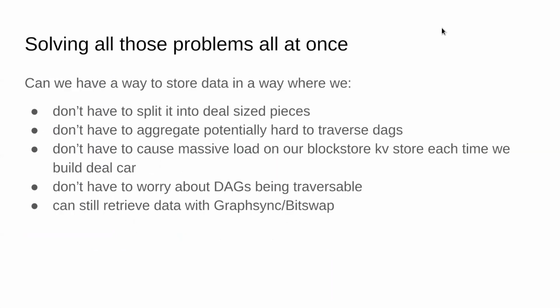So I was thinking, can we solve all of those problems all at once? Seems maybe hard, but what if there was a way so that we didn't have to deal with splitting this data, we didn't have to deal with aggregating it, didn't have to deal with BlockStore load when you try to build those car files for deals, or didn't even have to worry about having the DAGs be traversable, and still somehow be able to retrieve this data after deals are made, just with GraphSync or BitSwap.